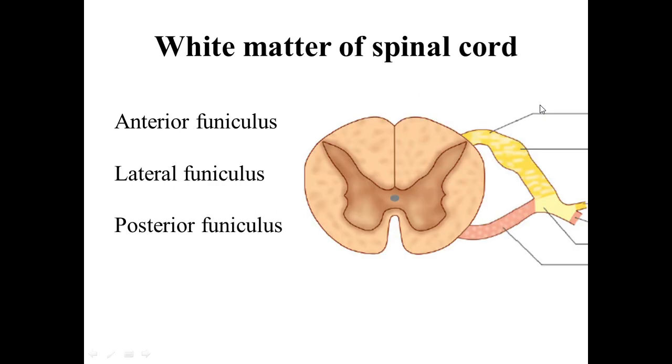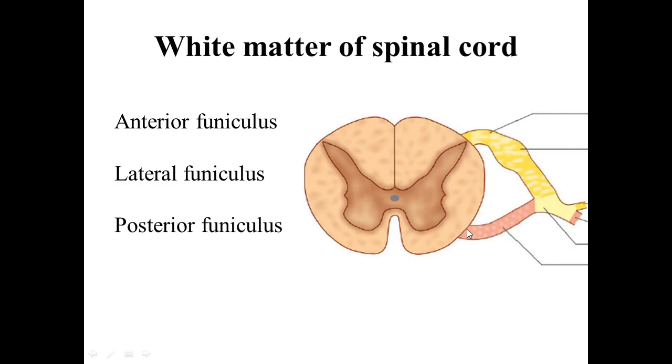The white matter of spinal cord is divided into three parts: anterior funiculus, lateral funiculus and posterior funiculus. So this is the anterior funiculus, which lies between the anterior median fissure and anterolateral sulcus. This is the anterolateral sulcus from where the motor root emerges. So the anterior funiculus lies between the anterior median fissure and anterolateral sulcus.